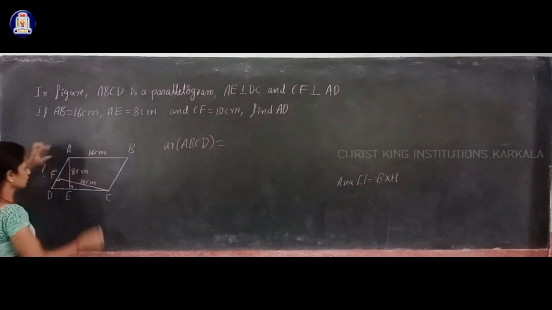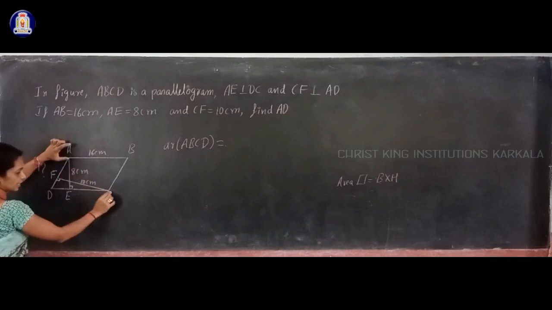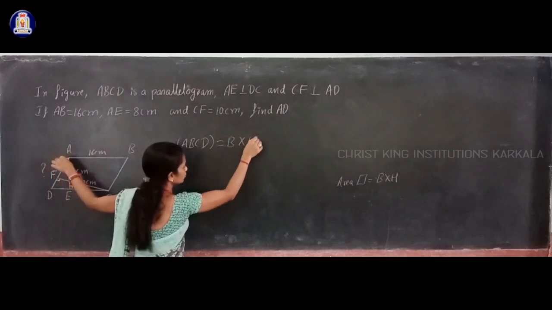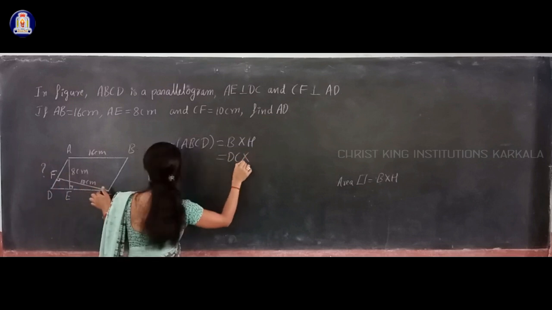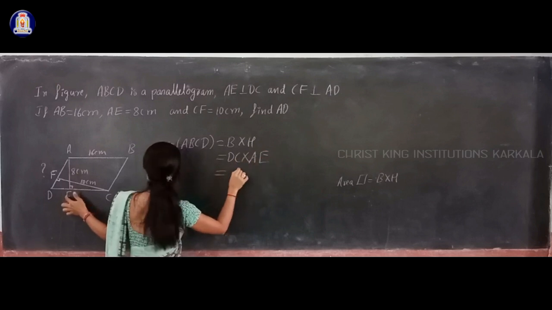What is the base? See, this perpendicular is on which side? DC side. So DC will be the base. Base into height, so base is DC into height. Height is AE. And what is the DC length?